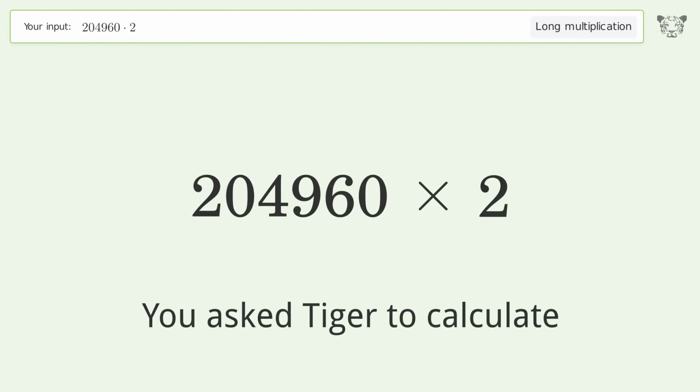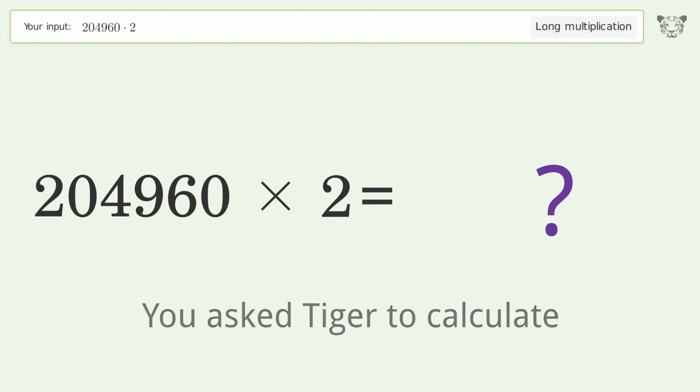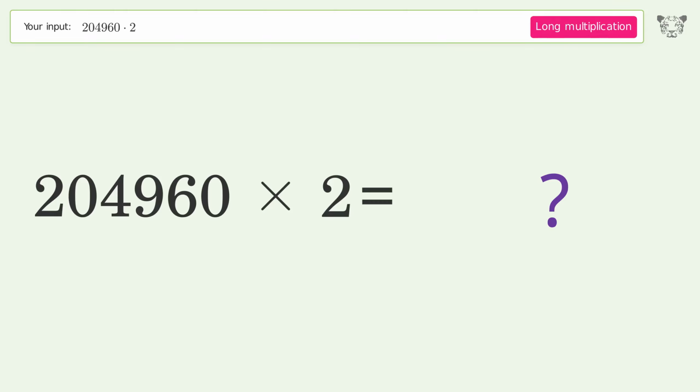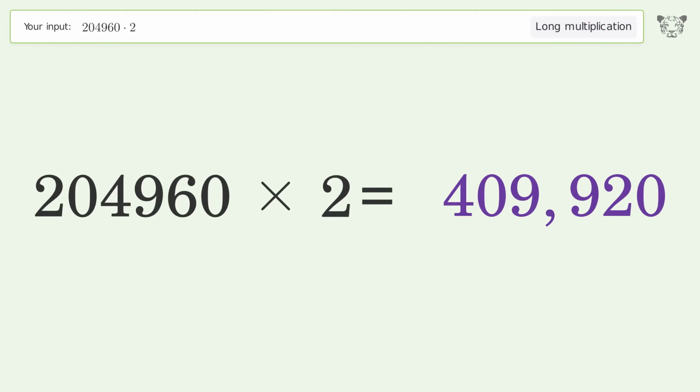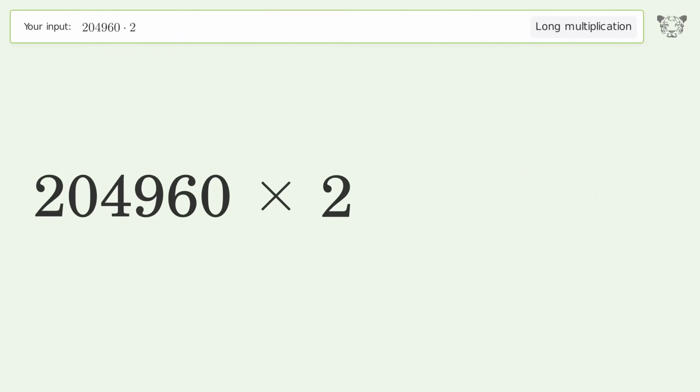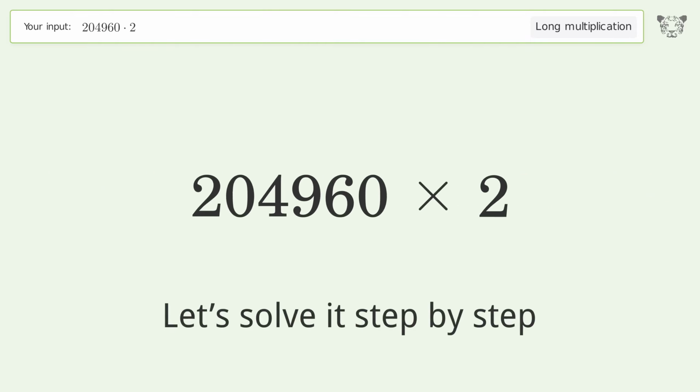You ask Tiger to calculate. This deals with long multiplication. The final result is 409,920. Let's solve it step by step.